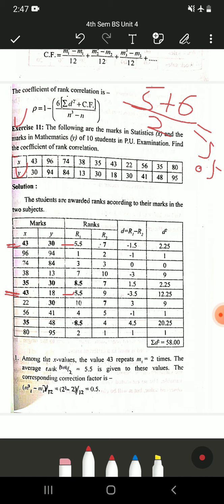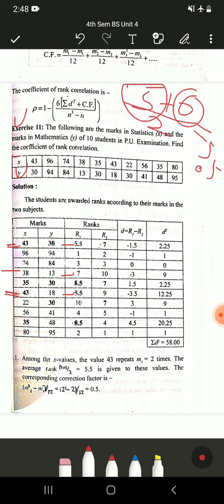Both have scored the same marks, so they have to get the same rank, and to give the rank we are taking the average of those two ranks. So the 5th position and 6th position, because the tie is between two students, we are taking the average of it. So it is 5 plus 6 divided by 2, it is 5.5. Now we are done with the 6th rank. So the next highest number is 38. So we are assigning it 7.